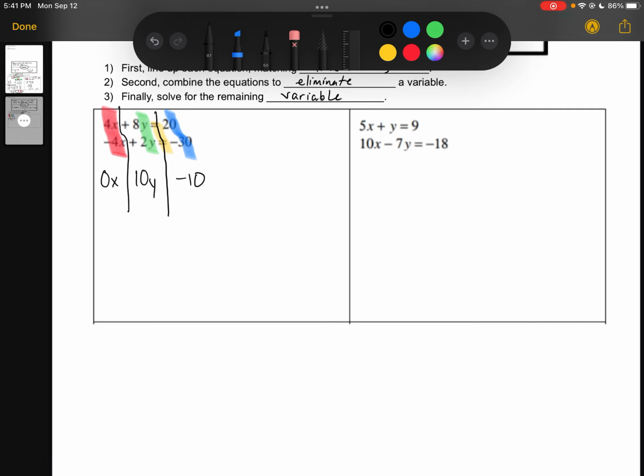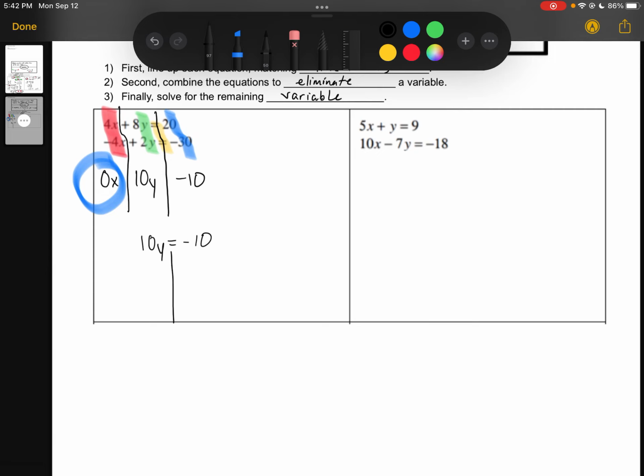So from here, what we can see is we've accomplished our mission. 0x is gone. So basically what that means is we've just eliminated x. It no longer is with us. So we have 10y equals negative 10. So we have fundamentally accomplished the goal of elimination, which is to get rid of one variable. So we started off with x and y. Our new equation, 10y equals negative 10, only has one variable.